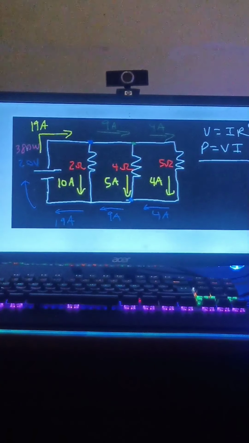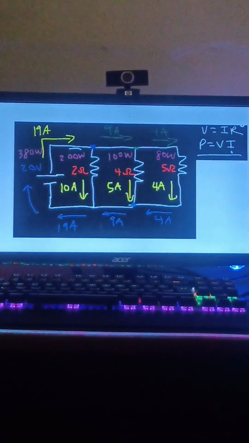Now we need to find the power of our supply. It can produce a power of 380 watts. Using again the power formula, V times I, 20 times 19, you get 380 watts. By using the same equation, V times I, 20 times 10 is 200 watts. 20 times 5, you get 100 watts. And 20 times 4 amperes, you get 80 watts.